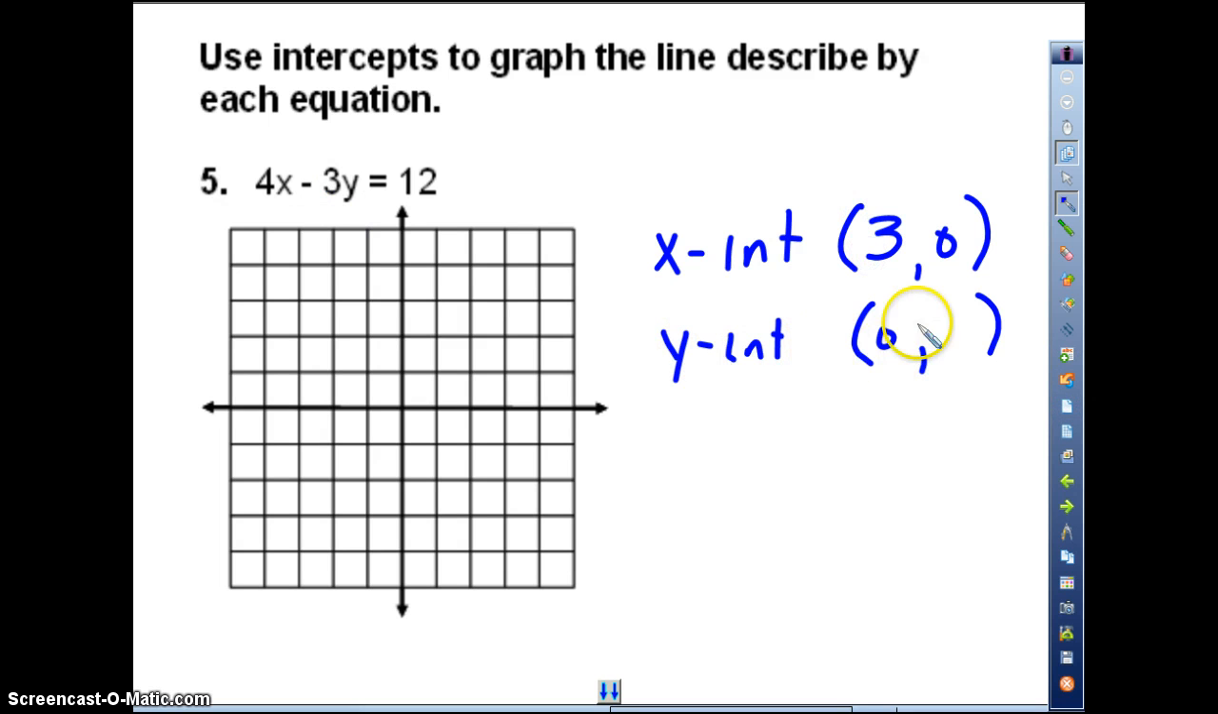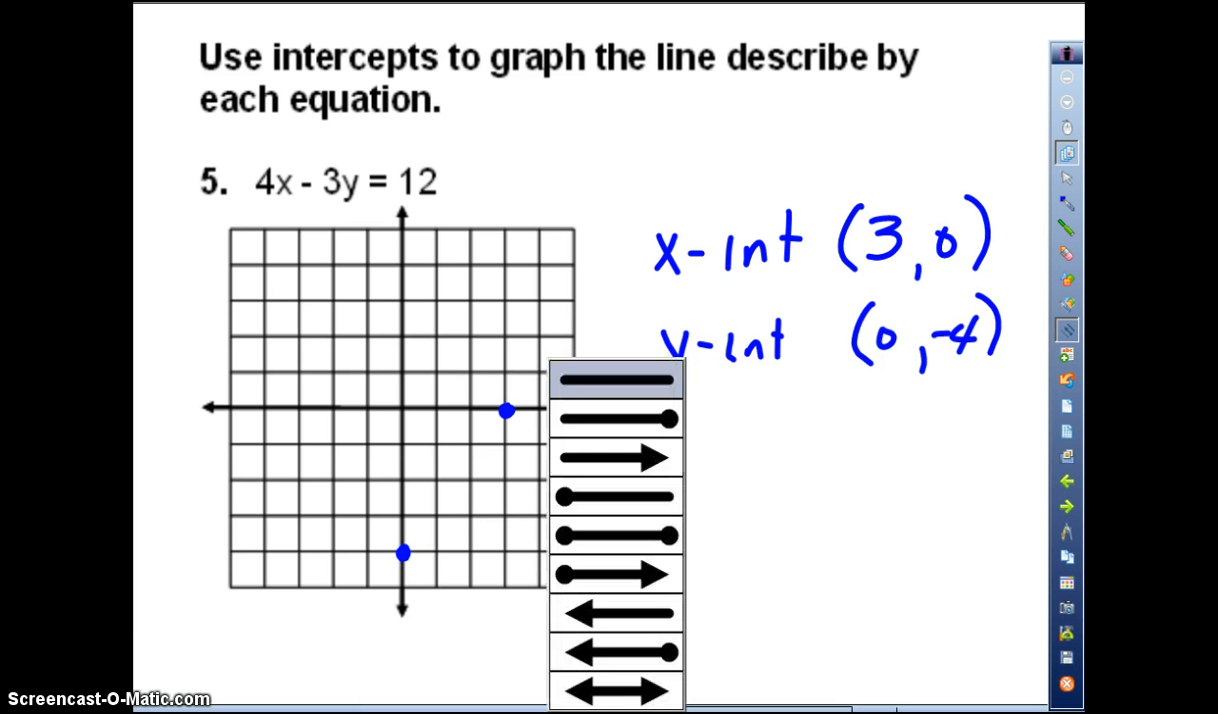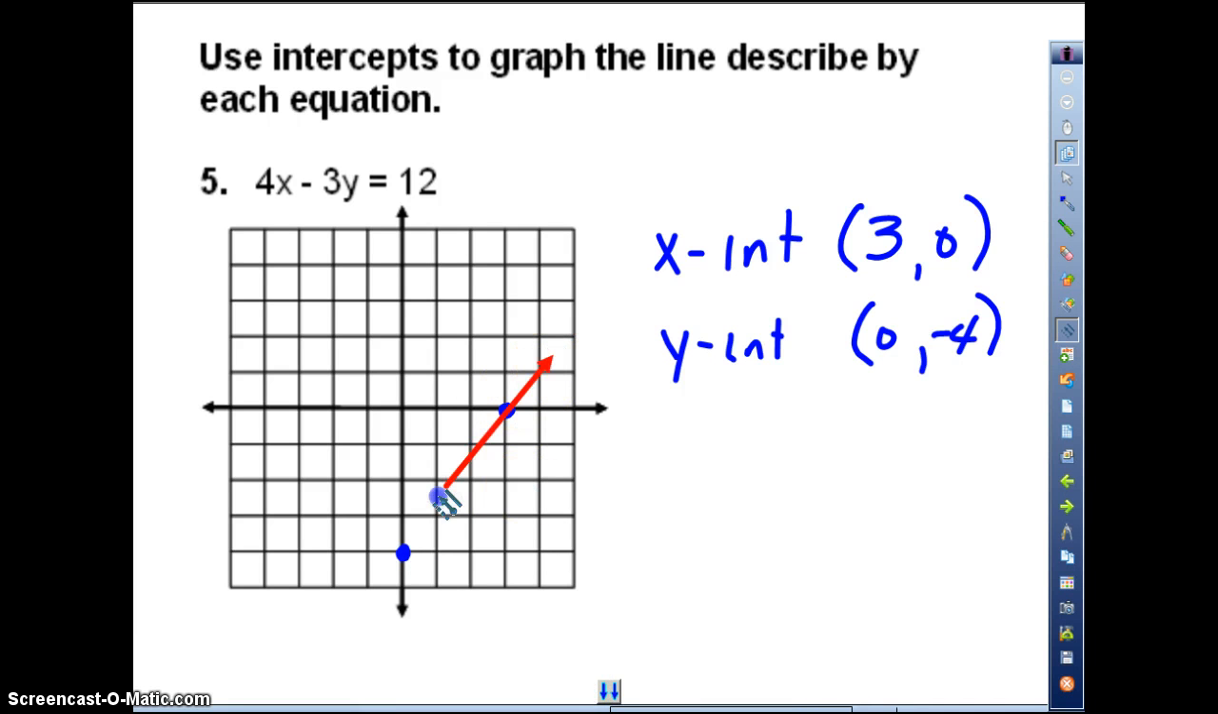What's always true of my y-intercept? X is 0, cover that up, and I get -3 times some number is 12. What's my y? -4. Graph your 2 intercepts and connect them with a line. 3, 0, 0, -4. Make sure, because this is a negative problem, what kind of line do you want to have? You want to have a solid line with the arrows at the end. Yeah. Make sure you have your arrows on the end.